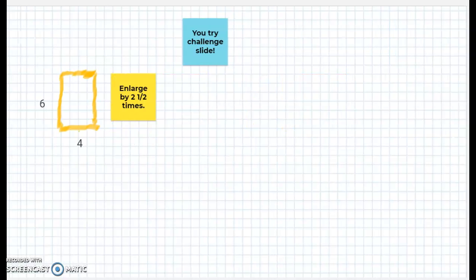There is a challenge slide. It's optional. This one is 6 by 4, and you have to enlarge it by 2.5 times. So we're throwing a fraction in there.